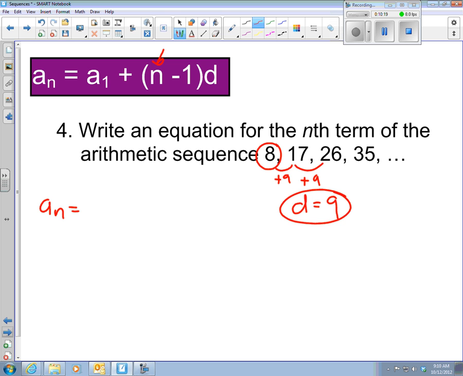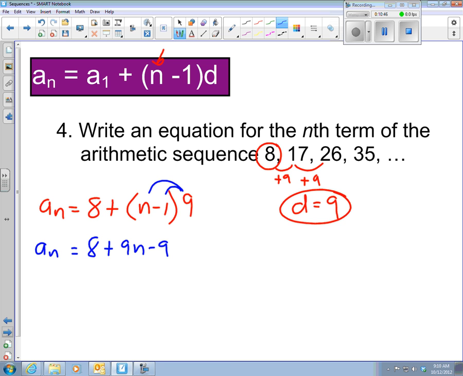a sub n equals, well, my first term is 8, plus n minus 1 times my common difference of 9. Now, we're setting this up so we could find any term in this arithmetic sequence. So basically we're going to simplify by using the distributive property. 8 plus, well, n times 9 is 9n, and then 9 times negative 1 is negative 9. Now you can see that I have 8 and negative 9. I can simplify that down to a sub n equals 9n, I'll put my variable term first, and 8 and negative 9 is negative 1.